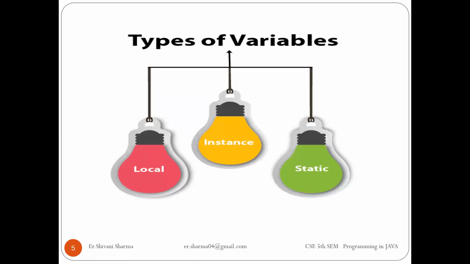Now, in Java, the variables are basically of 3 types. One is local variables. Second is the instance variable. Third is the static variables. Now let's start with the local variables.